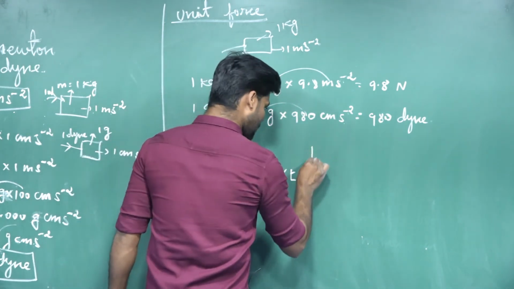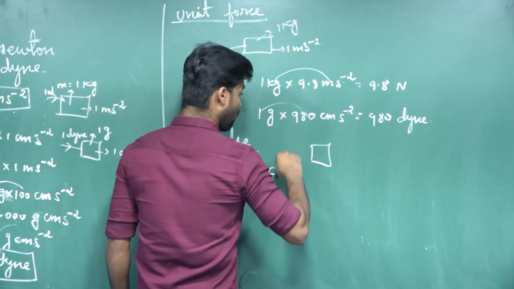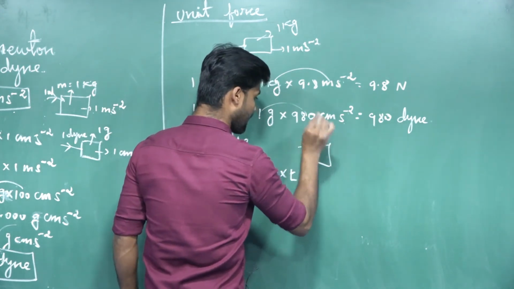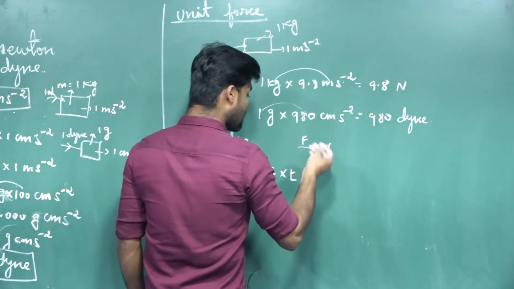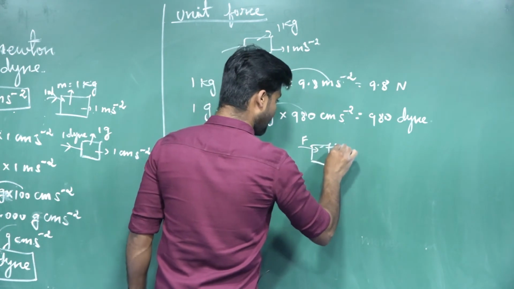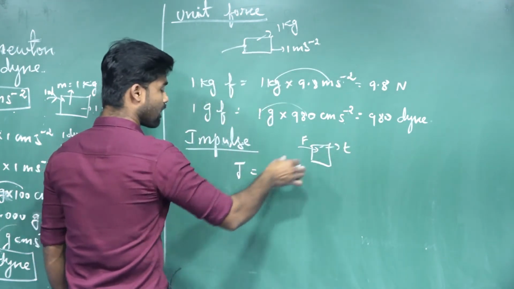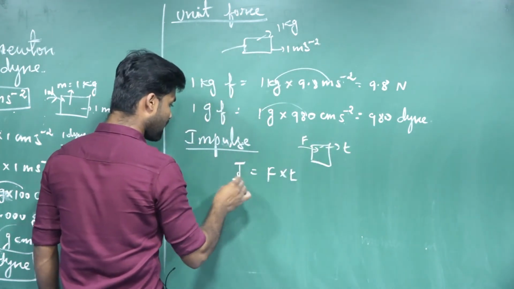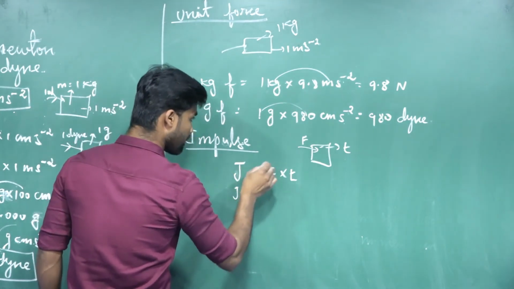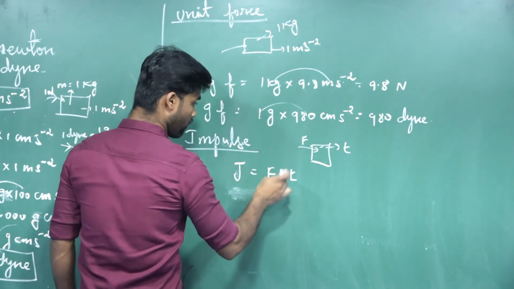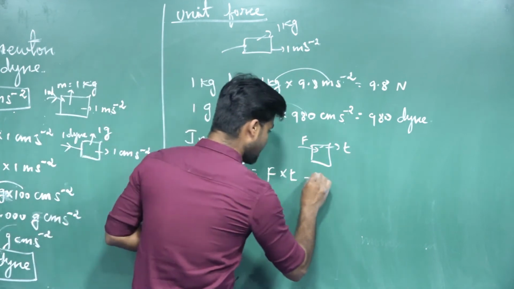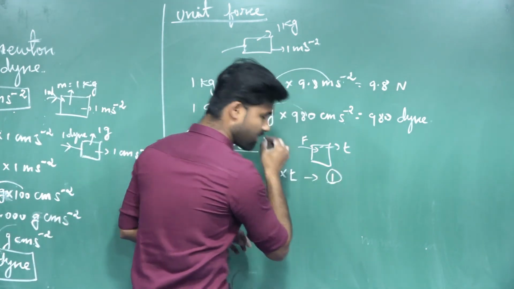So let us consider one object. The amount of force acting on your body is F, and it is acting for a short time T. So what will we get here? The product of force and time is said to be impulse. Which symbol denotes the impulse? J. So J equals the product of force into time. Let us call this equation number 1.